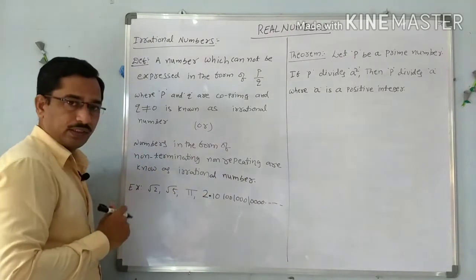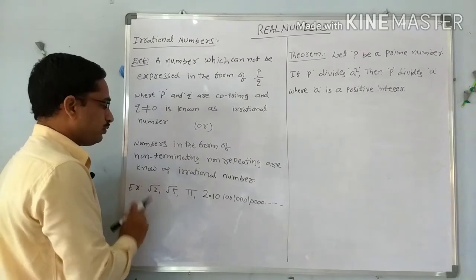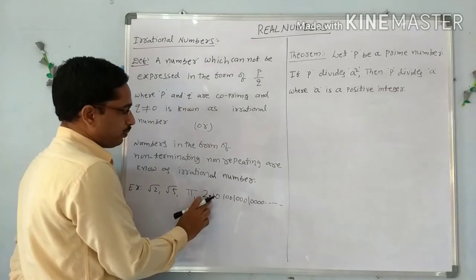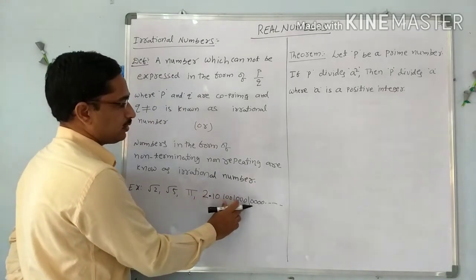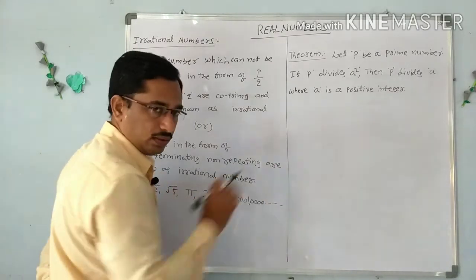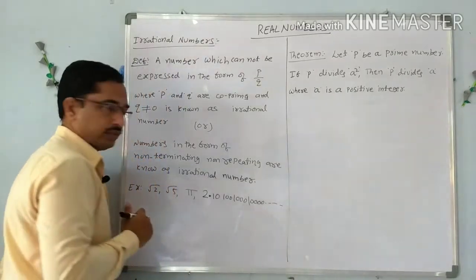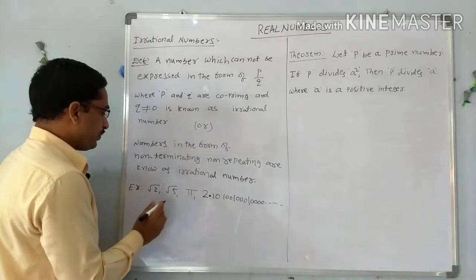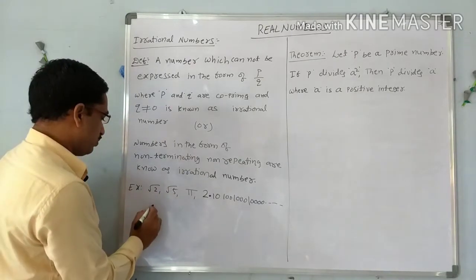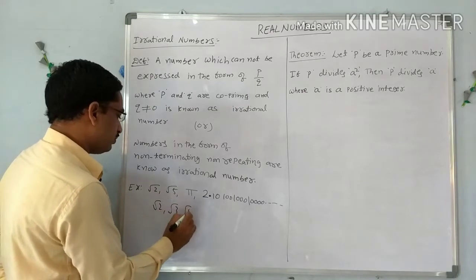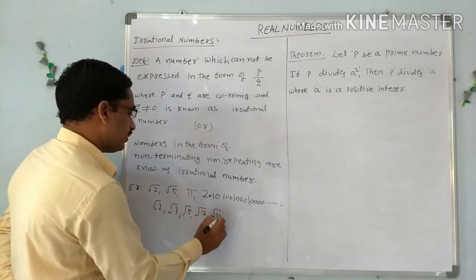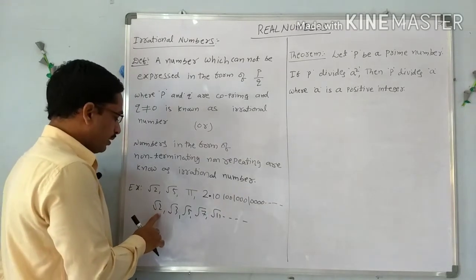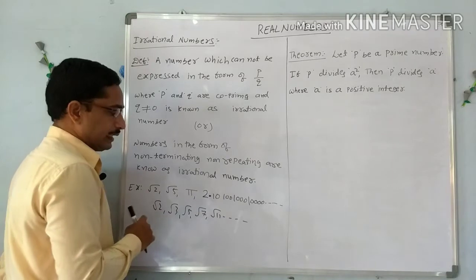See some examples of irrational numbers: root 2, root 5, pi. Pi is also an irrational number, and here the example 2.10, 100, 1000, and so on. So these are examples of irrational numbers, and the square roots of all non-perfect square numbers are also irrational numbers, meaning root 2, root 3, root 5, root 7, root 11, like this. All these are non-perfect square numbers. So the square roots of non-perfect squares are irrational numbers.